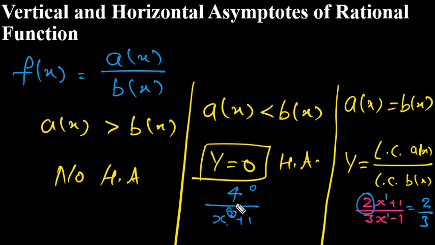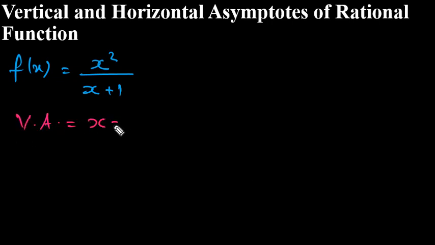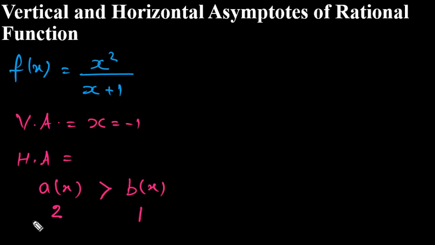Now what will the graph look like? Let's try to understand using some examples. The first example we have: your function is f of x equal to x square over x plus 1. Now what will be your vertical asymptote? The vertical asymptote is x equal to minus 1. For the horizontal asymptote, you need to check: the degree of a of x is 2, the degree of b of x is 1. So this is more than 1, so there will be no horizontal asymptote, right? Now how will you graph it?